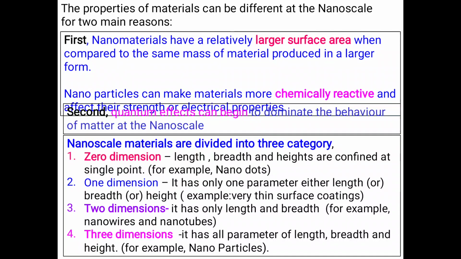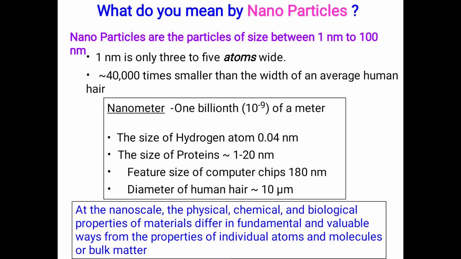Nanomaterials can be divided on the basis of three categories. One is zero dimension, which means length, breadth and height are confined to a single point. An example is nanodots. One dimension has only one parameter, either length or breadth or height. An example is very thin surface coatings. Then two dimensions has only length and breadth, for example nanowires and nanotubes. Three dimensions has all parameters of length, breadth and height.